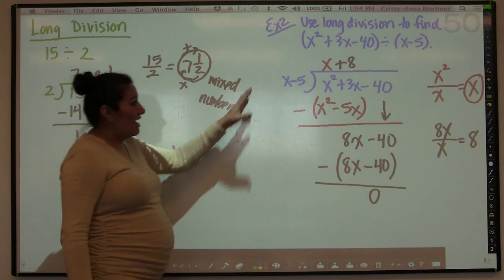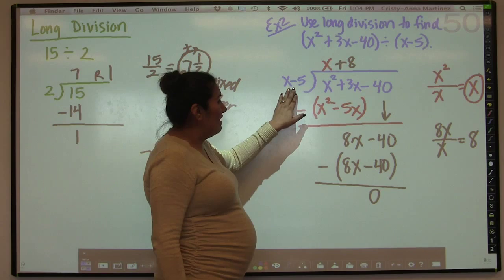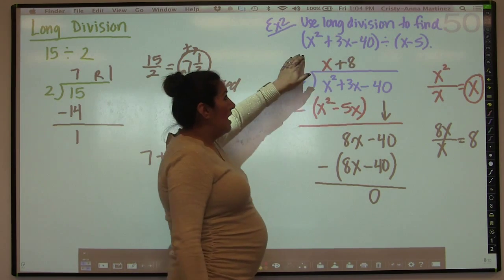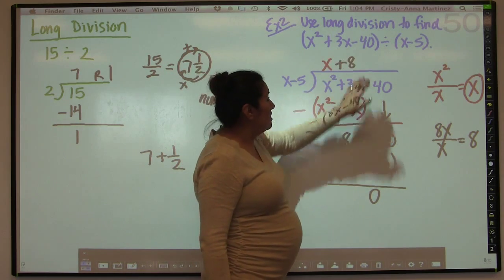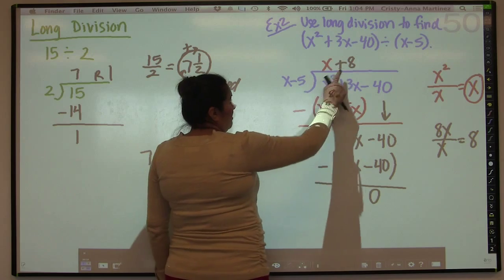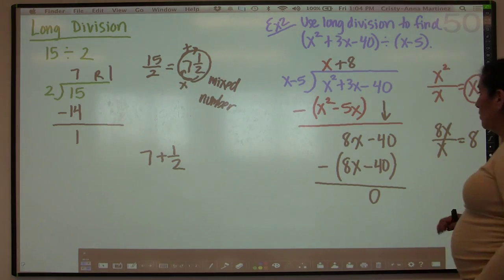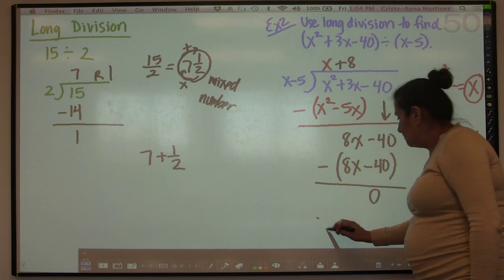So right now, the fact that I got a 0 remainder tells me that x minus 5 does divide evenly into this polynomial right here. And so if I wanted to, I could factor x squared plus 3x minus 40 as x minus 5 times x plus 8. But for now, as far as what is the answer to this problem, the answer is x plus 8.